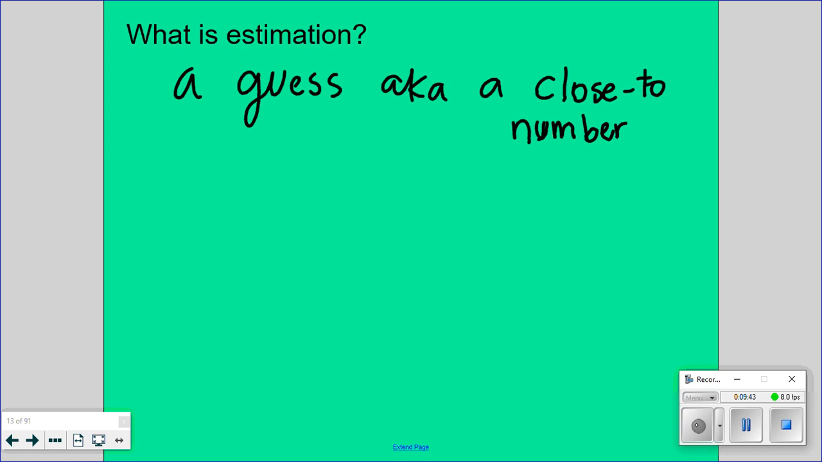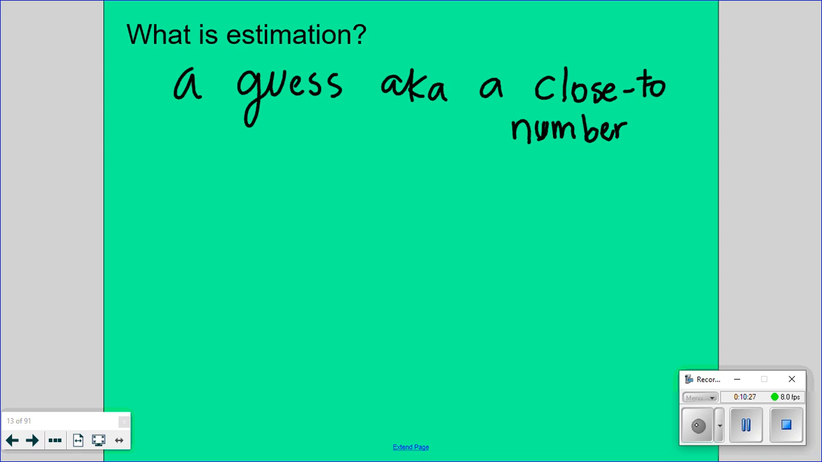I use estimation, and your parents probably use estimation when they go to the store. You've probably even done this. When you go to the store and you see something that says $2.99, I bet you think, oh, it's $3. Is it really $3? No. It's $2.99. But you have made it a benchmark number of $3, because that's easier to add with than $2.99. You've done that all the time.